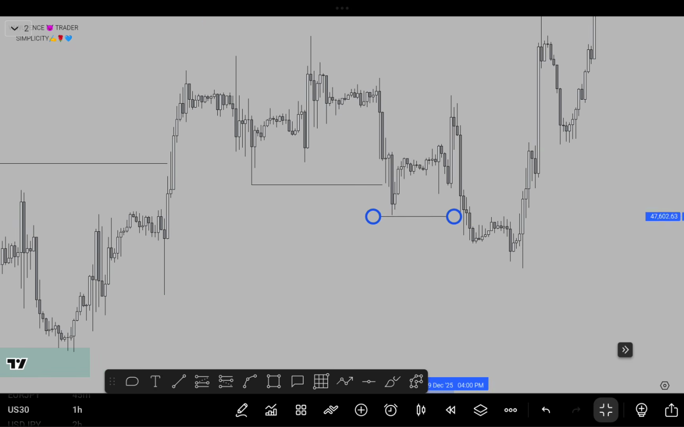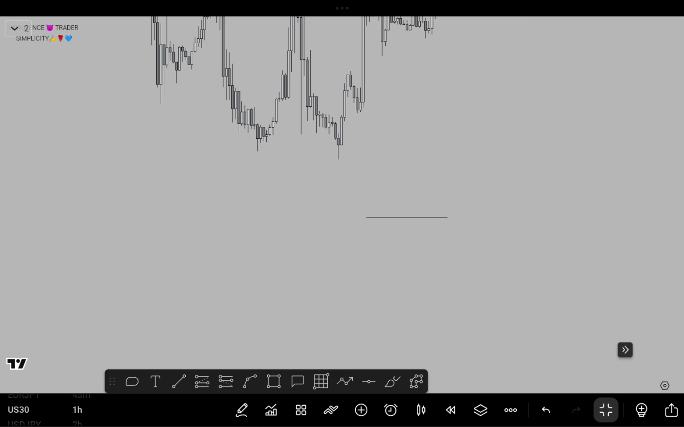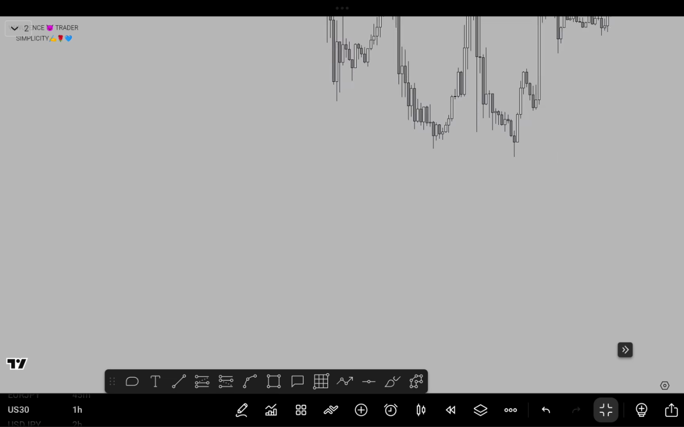So now this is our second break of structure. I think the network will give me issues. My Wi-Fi.